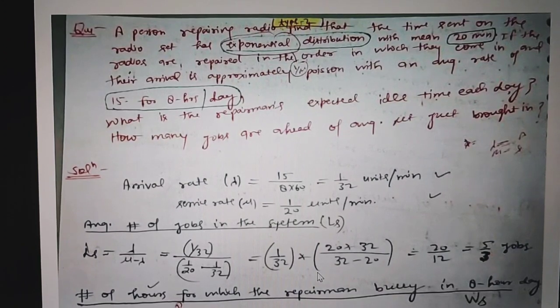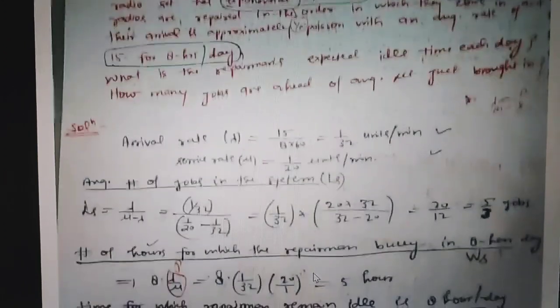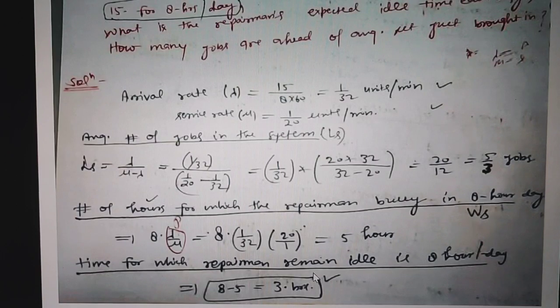5 by 3 jobs. Okay, and now we have to find out the number of hours for which the repairman is busy in 8 hours per day. For this we have to multiply 8, as it is given that 8 hours per day, with the utilization factor, that is rho, so it will give us 5 hours.